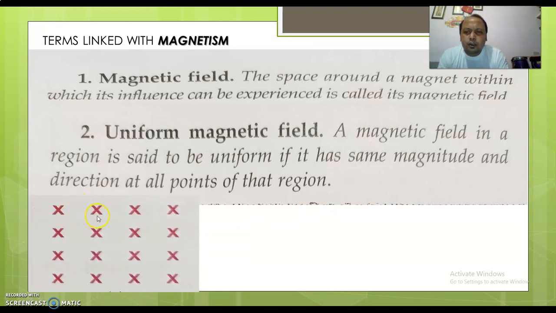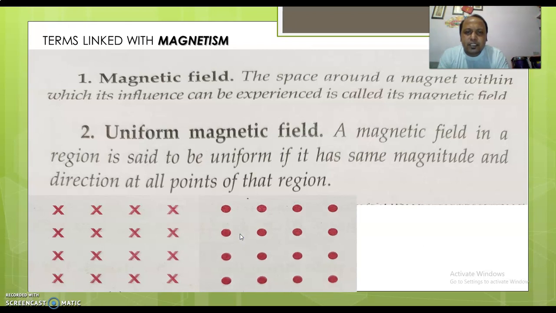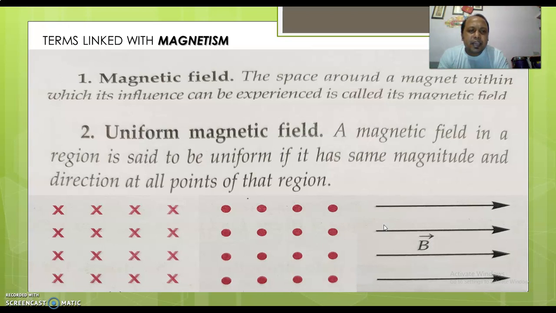See here, the cross sign represents the magnetic field in the inward direction. The dot sign represents the magnetic field in the outward direction, and you can see the positions of the crosses, they are equidistant from each other, showing that the magnetic field is uniform. If you want to show a horizontal magnetic field on the plane of the paper, then parallel arrows equidistant from each other represent a uniform magnetic field in the horizontal direction.